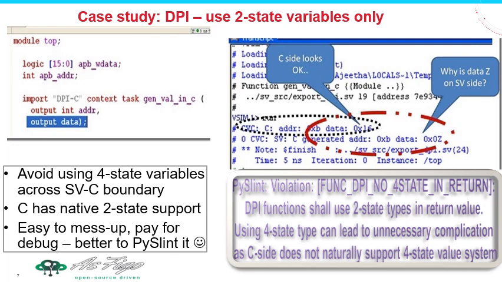However, if you still insist you want to do it the right way using the SV logic, etc., it's very easy to mess up and pay for the debug. Better to PySlint it. So a very close example on the violation side: if you have a DPI with a return value in 4-state, there's a rule that checks DPI functions shall use 2-state types in return value. Using a 4-state type can lead to unnecessary complication on the C side, as the C side does not naturally support the 4 values. It's just an example of what you can do with it. You can do a lot more of what you want to do.